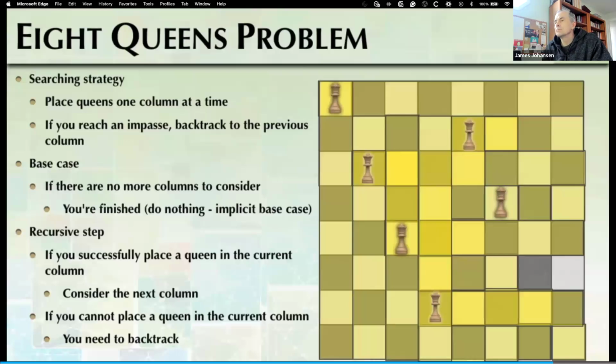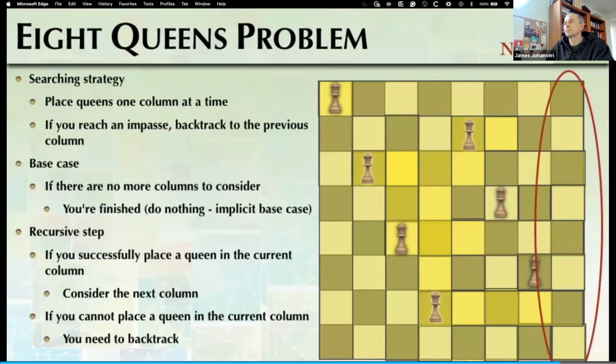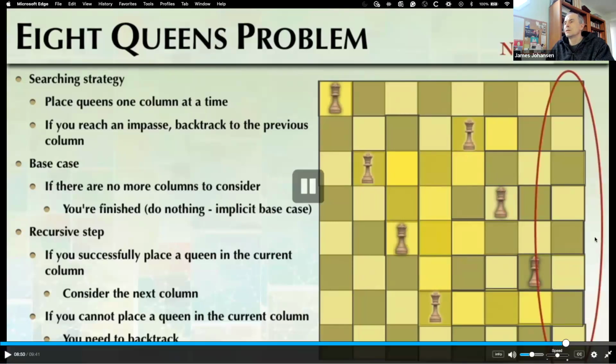We have 1 square for the next queen. We place her, and we're finally down to the last column. But again, there's no open spot. So with this scenario, we see at least 2 examples where we got to a place where you can't go any further, so you have to backtrack.